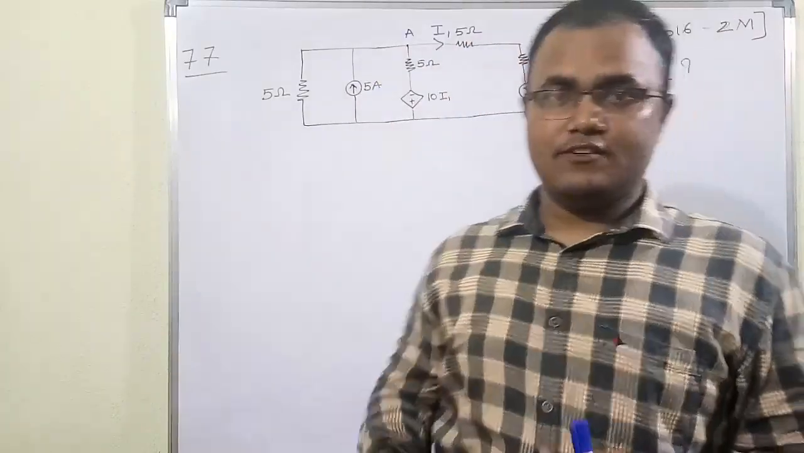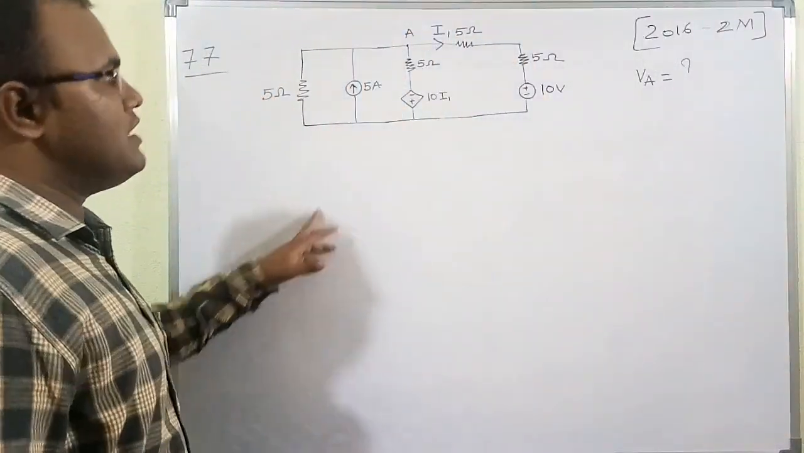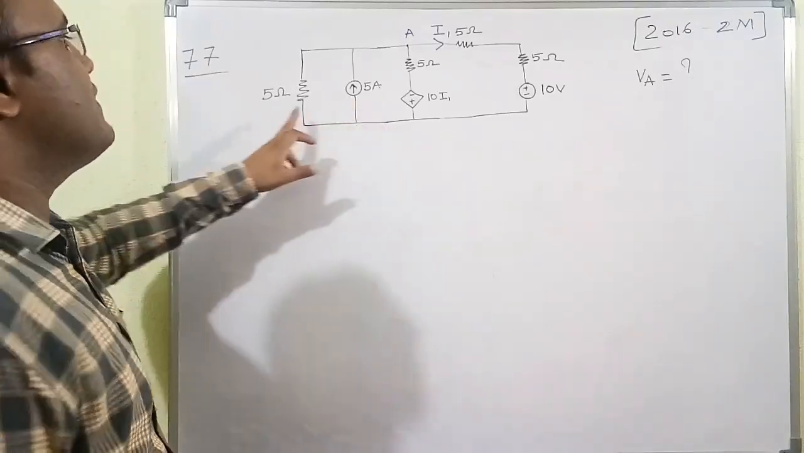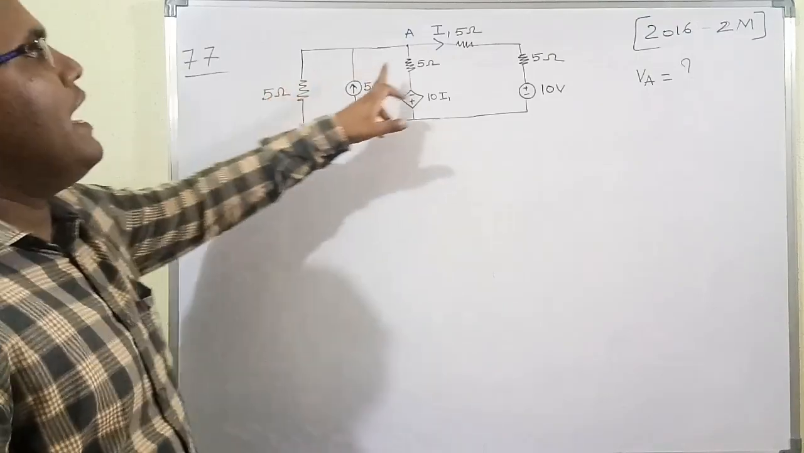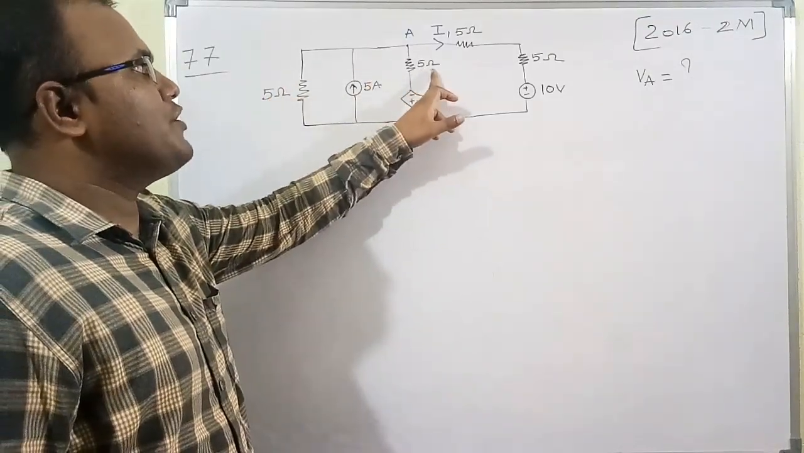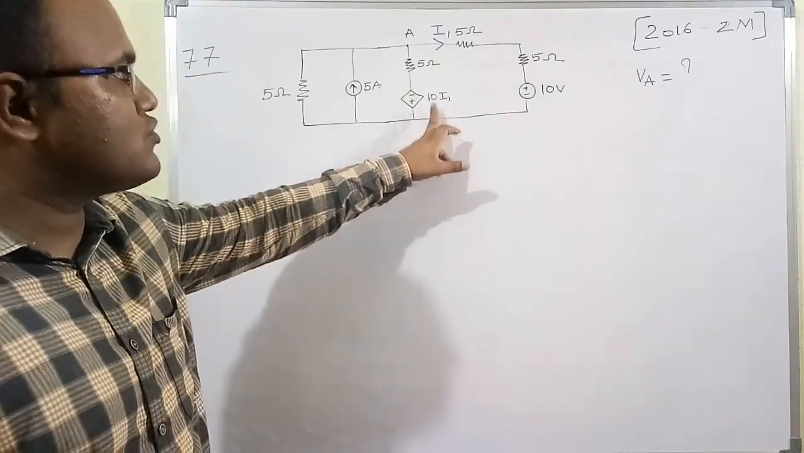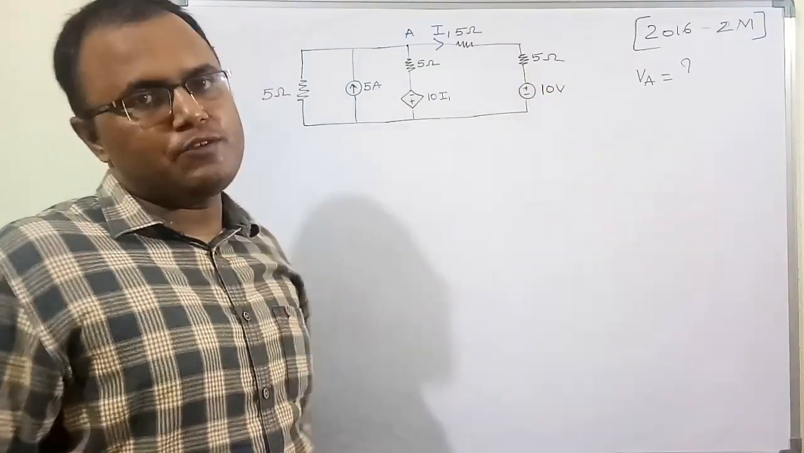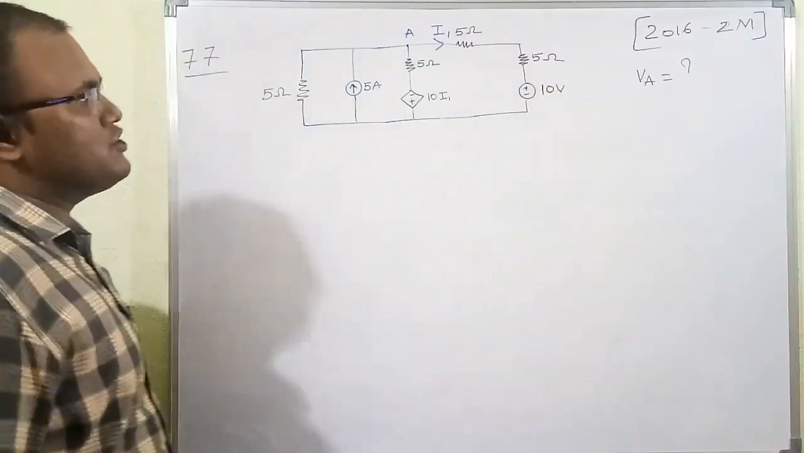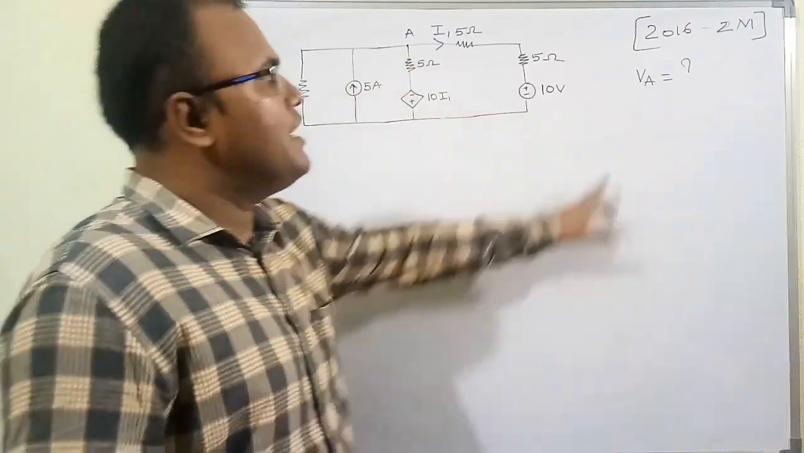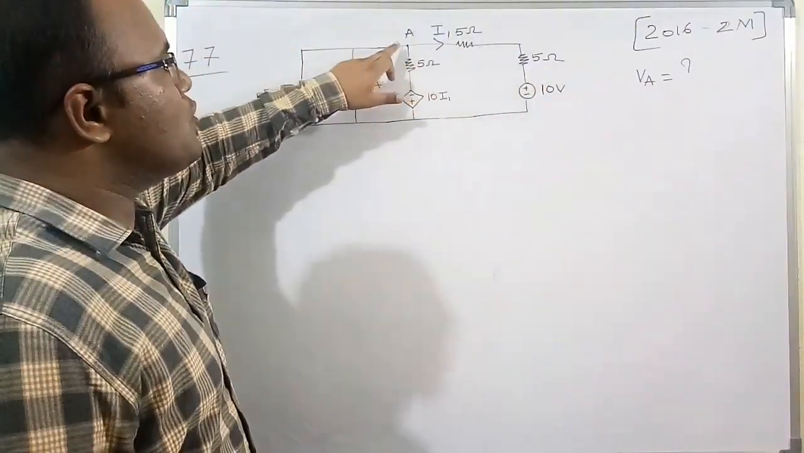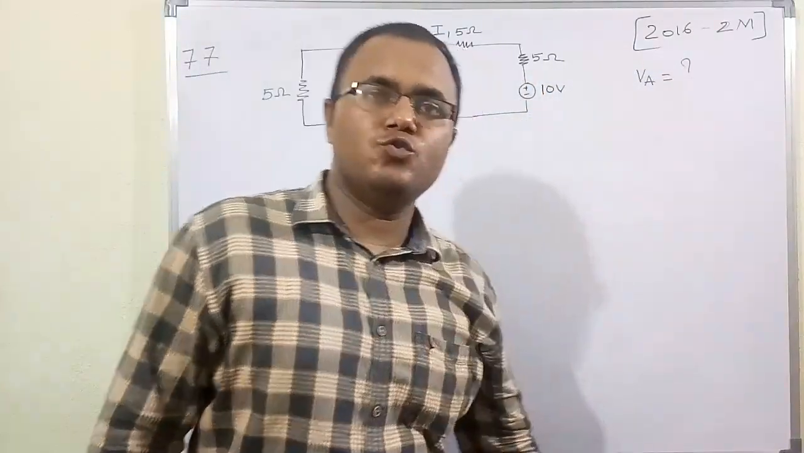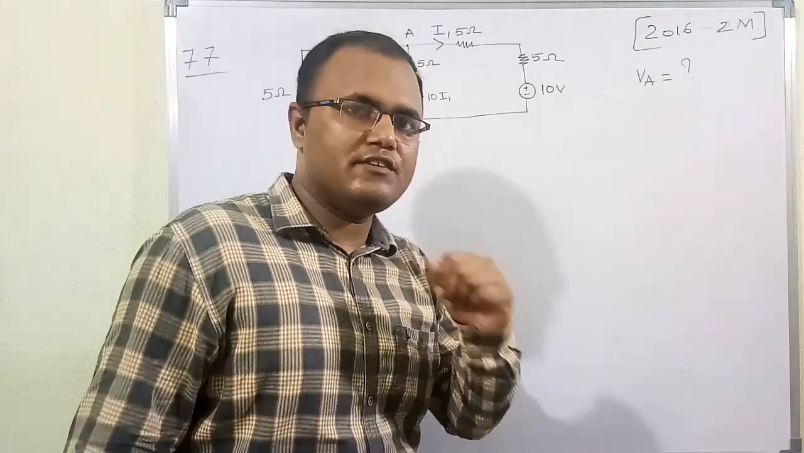The numerical number is 77. In this numerical, they have given an ideal current source of 5 ampere and there is a resistance of 5 ohm, and in this branch there is a combination of 5 ohm resistance and a dependent current source of 10 I1. The I1 is flowing in this branch, which is 5 ohm, and there is an ideal voltage of 10 volt. The aim of this circuit is to find the node voltage VA, across this node A. This question was given in GATE 2016 for 2 marks.